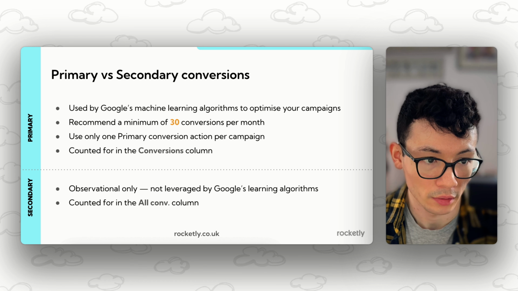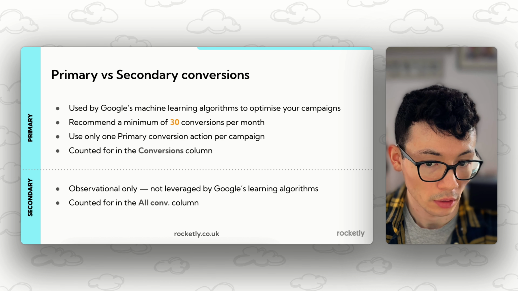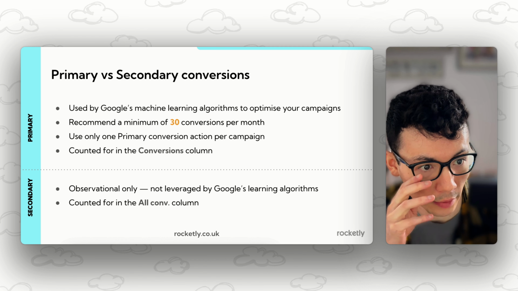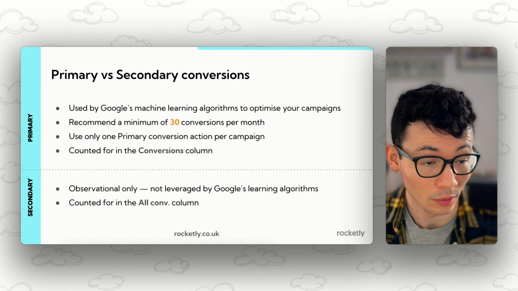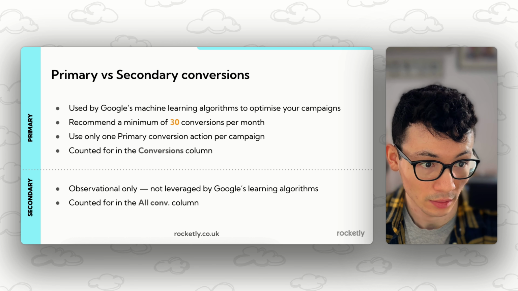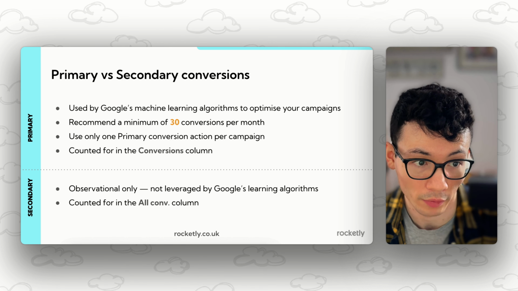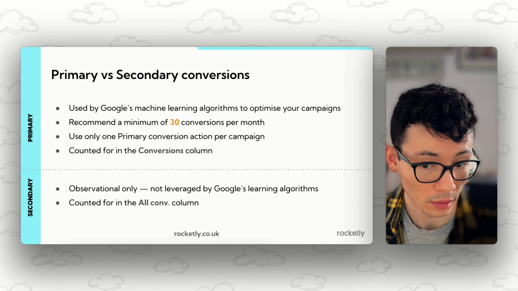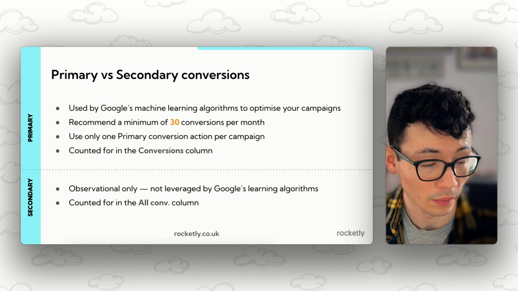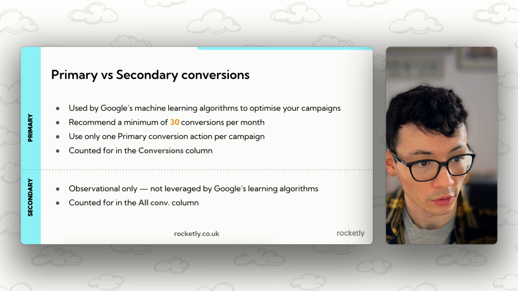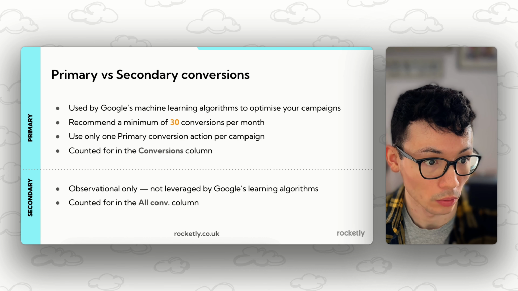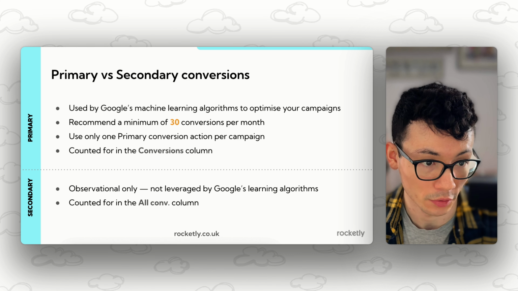Secondary conversions are a lot simpler compared to primary conversions. Secondary conversions are observational only. They are not leveraged by Google's learning algorithms, which ignore this data, so the data for secondary conversions is only there for yourself to use as a point of reference. Secondary conversions are also counted in the all conversions column. There are two conversion columns inside Google Ads: one is called conversions, and the second is called all conversions. The all conversions column includes both primary and secondary conversions.